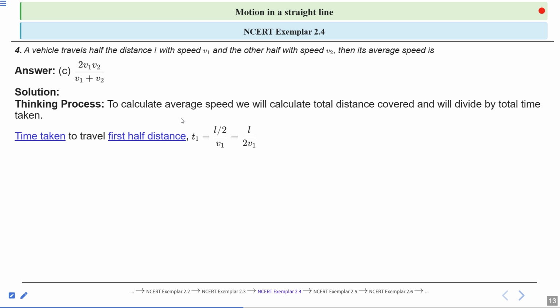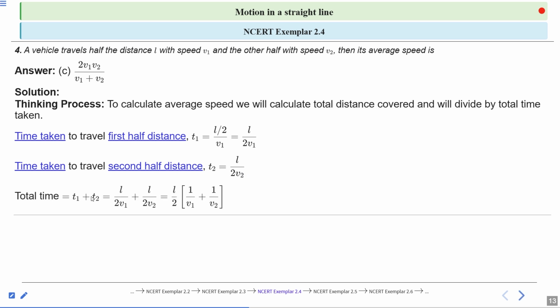So time taken to travel first half distance is t1. This will be L by 2 divided by v1, so it becomes L divided by 2v1. This is the time taken to travel first half distance. If we talk about the time taken to travel second half distance, that will be t2 is equal to L divided by 2v2.